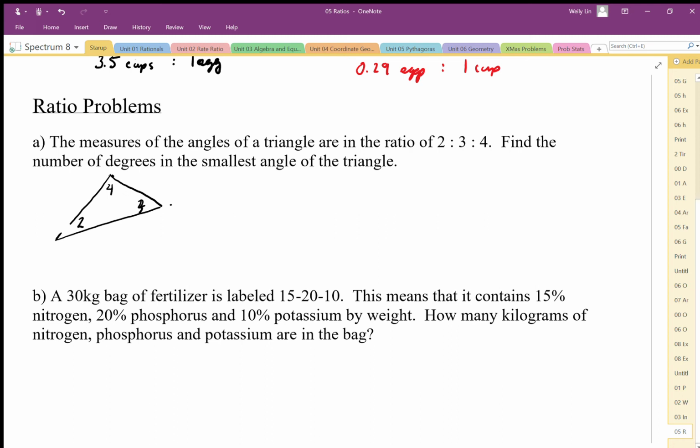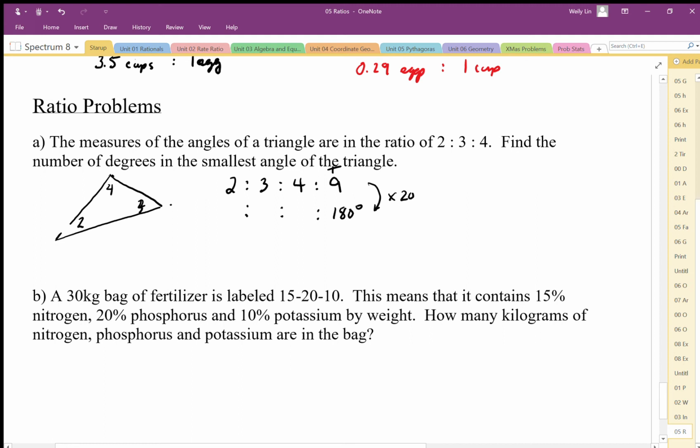So I really need to incorporate that somehow in my ratio. I have 2 parts, 3 parts, 4 parts, to 9 parts total. There's my total, and what I do know is that my total degrees is 180 degrees. Since I now have a connection between these two, I can find a multiplier. Once I have compared two terms of the ratio, the other terms can be compared with that same multiplier.